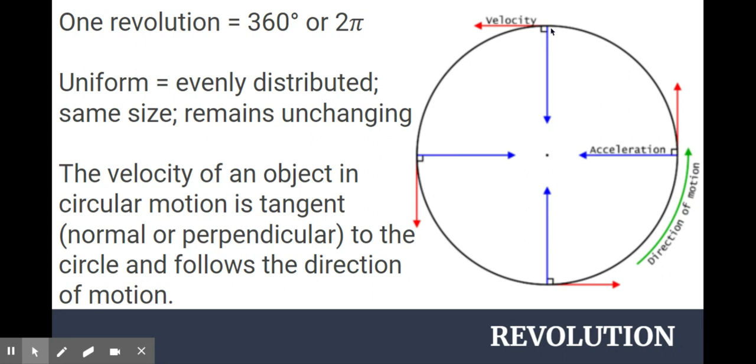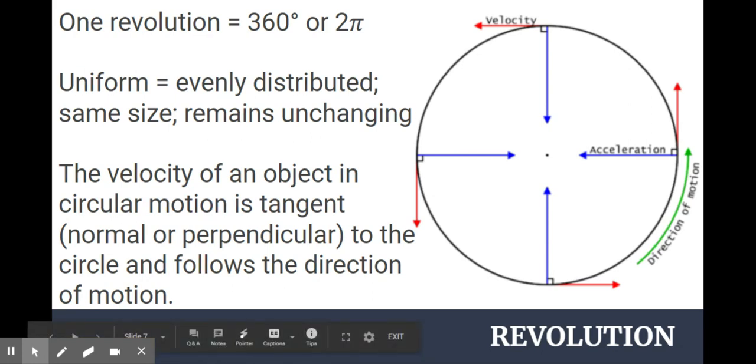Okay. So the velocity of an object in circular motion is going to be perpendicular to the direction of the motion. So if we look at this image, the direction is counterclockwise, so our velocity is always perpendicular to the circle, but it's still somewhat in the same direction as the circular motion.